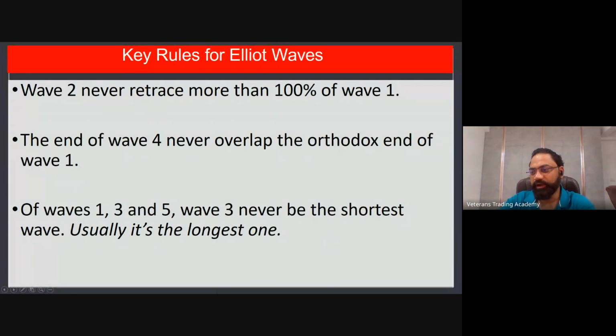ठीक है? And out of it says that 1, 3, and 5, wave 3 shall never be the shortest wave, and usually is the longest one. But you have to understand that usually is the longest one, not necessary that it will be the longest one. मैंने ऐसा कई बार देखा है when you're doing a wave count, बल्कि it's other way around. Suppose wave 3 is smaller, so what happens that wave 5 becomes longer, or other way around. अगर wave 3 is extra longer, then wave 5 will be very small, something like that.